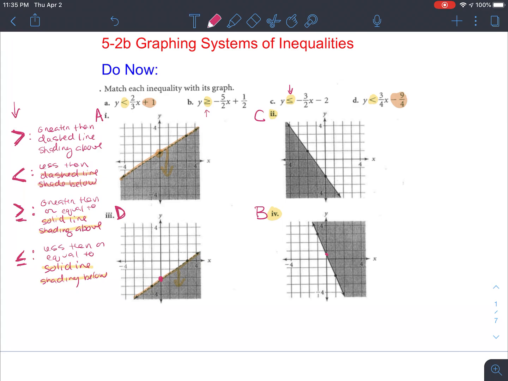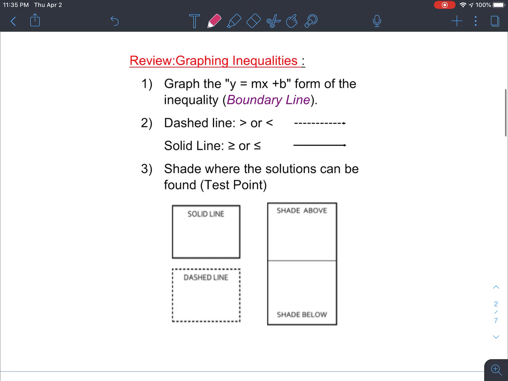Okay, so just by looking at our inequality symbols themselves, we are able to match the graphs quickly without plugging each one into our calculator. So now if anybody needs to write down these steps for reviewing graphing inequalities, this is what we should do.